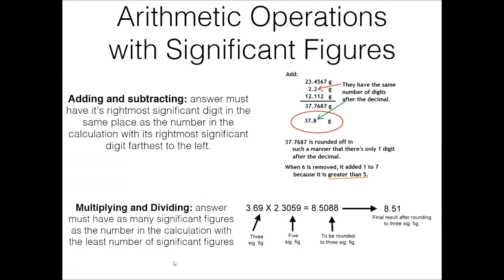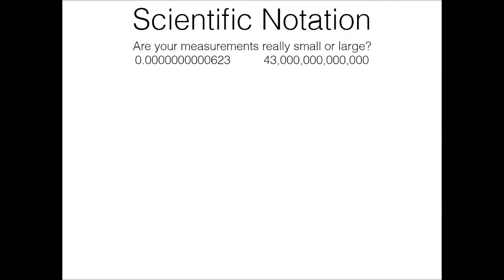And you will see that in physics, most of our equations have multiplying and dividing in it. The general understanding is to, when you have any multiplication or division in physics, to use the multiplying and dividing rule as a general rule.